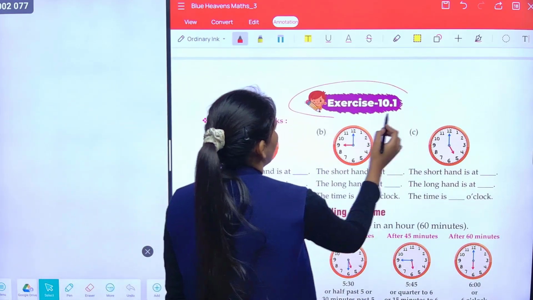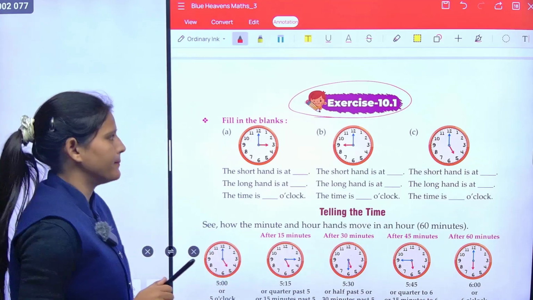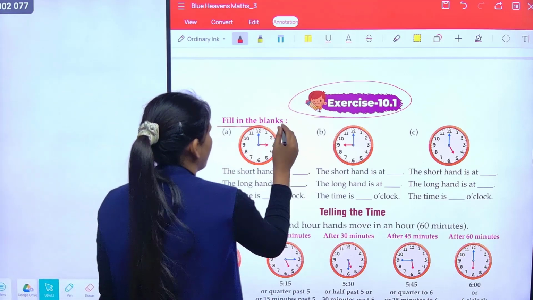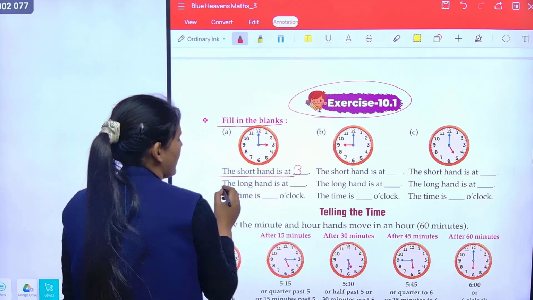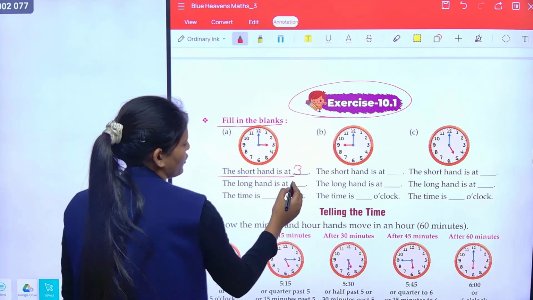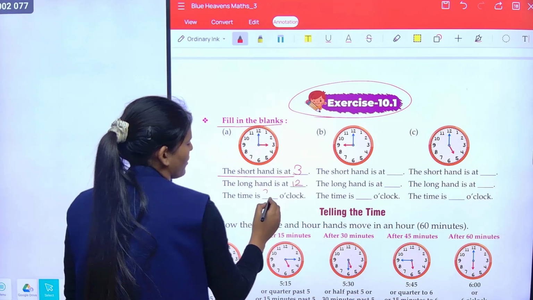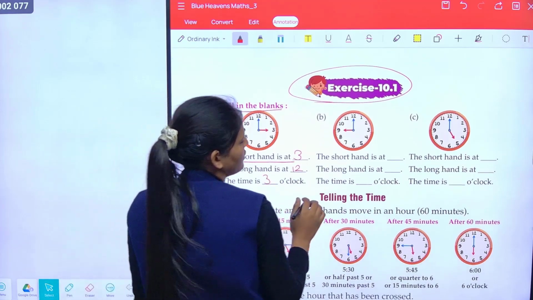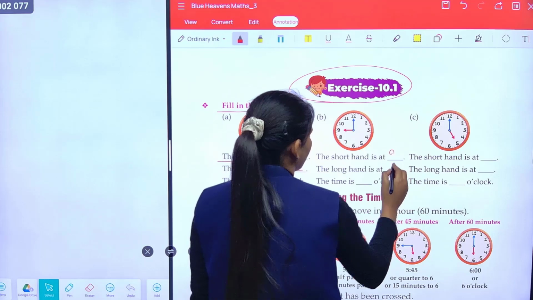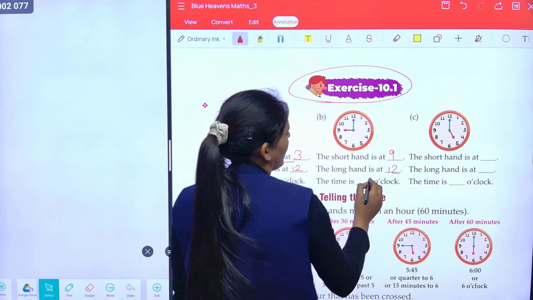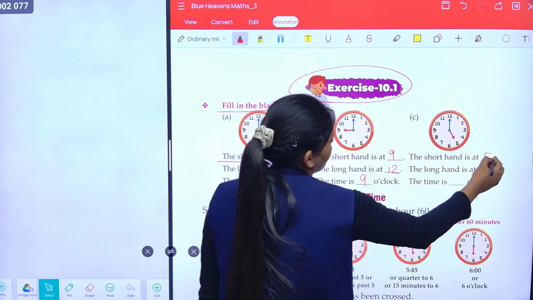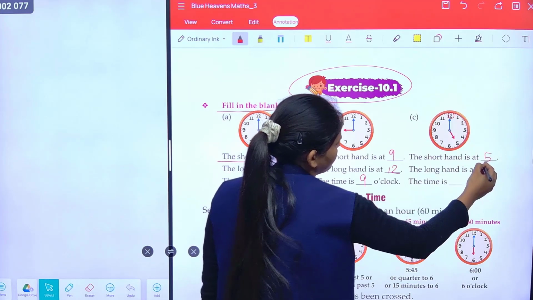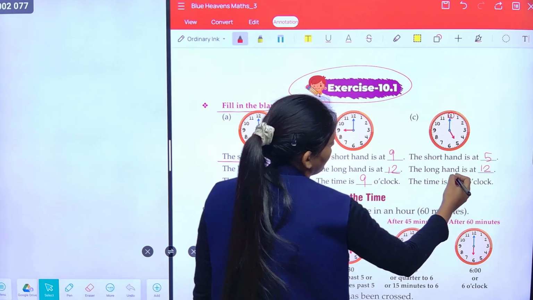Now, come to exercise 10.1. Fill in the blank. The shorter hand is at 3. The longer hand is at 12. So the time is 3 o'clock. Now the shorter hand is at 9. The longer hand at 12. So the time is 9 o'clock. Now the shorter hand is at 5. Longer hand at 12. The time is 5 o'clock.